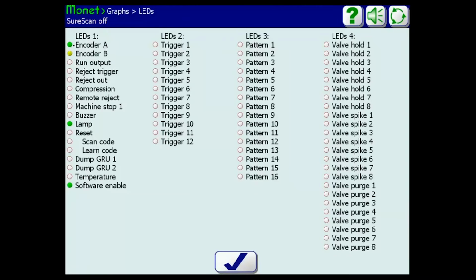But once the encoder wheel starts spinning, we should always see the encoders be yellow because they're pulsing continuously as the encoder wheel revolves. The run output LED is an output signal from the controller, not really being utilized by you at the moment. We have a reject trigger LED and a compression LED. Neither of these are really being utilized by you.